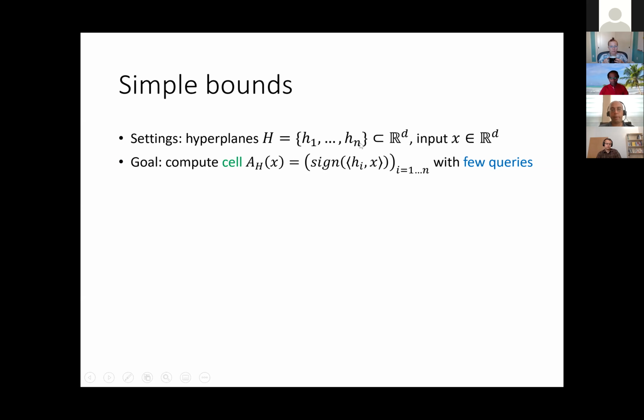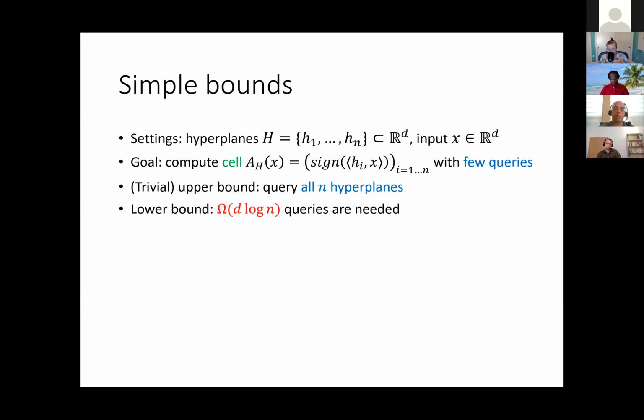So here's a very trivial upper bound: query all n hyperplanes. Of course, that's going to work, but can we do better? Let me show you one simple lower bound that shows what's the best you could try to achieve, and that you need at least something like d log n queries for, let's say, general hyperplanes. So why is that? Let me show you the proof here.